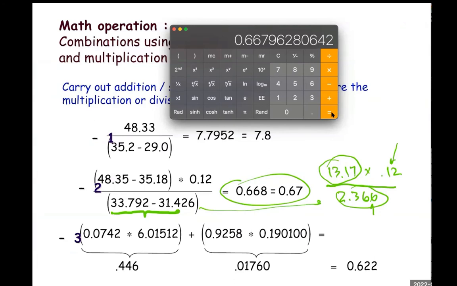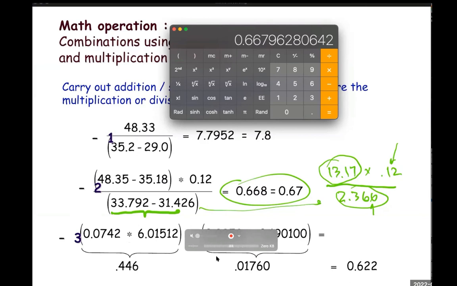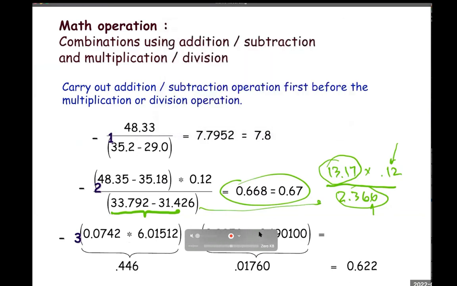So for mixed operations, carry out the addition and subtraction, especially the ones that are in parentheses, first. Then you can do the multiplication and division. It's always based on the parentheses. That's your order of operations. And then you can work out the problem. Here, I'm multiplying. Let me get this out of the way real quick.